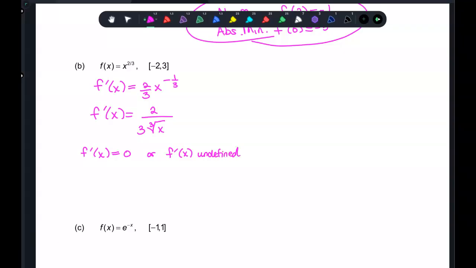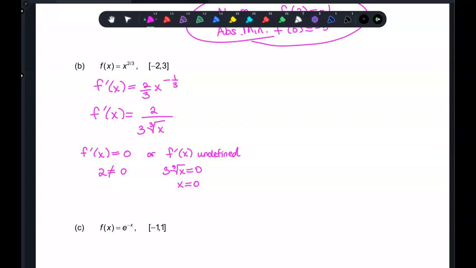Okay, well, when I have a rational function, when I'm looking for where the derivative is equal to 0, I just set the numerator equal to 0. But that's not possible, right? 2 can't be equal to 0. So there's no place where the derivative will be equal to 0. What about undefined? I set the denominator equal to 0, which is just going to give me x equals 0.